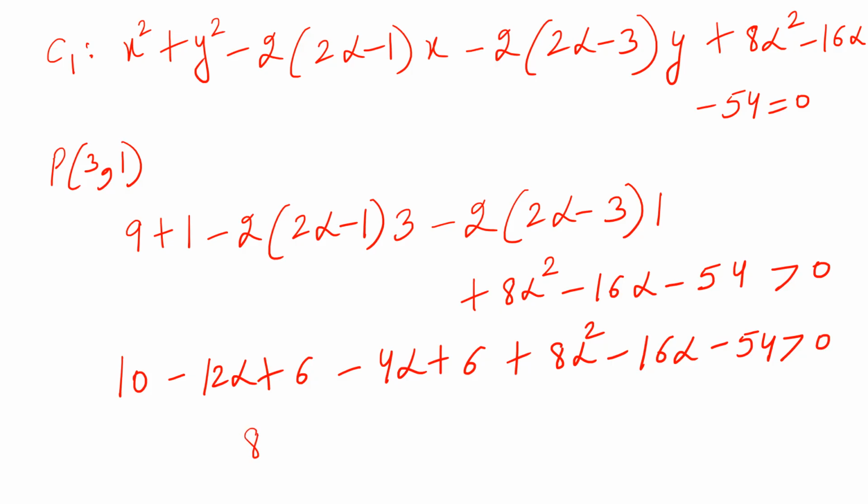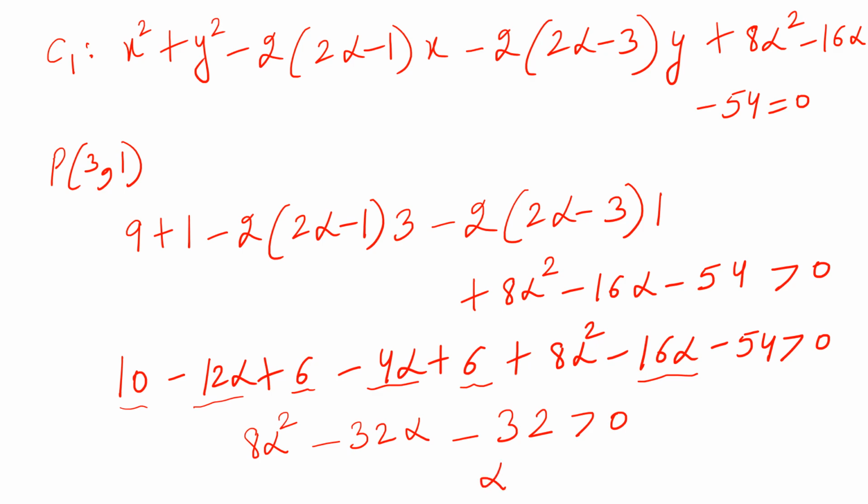Now it further becomes 8 alpha square minus 32 alpha plus 22 minus 54. So this becomes minus 32 greater than 0. Just divide this equation throughout by 8. You will get alpha square minus 4 alpha minus 4 greater than 0. Now students, we will factorize the term on the left hand side of this inequation and use the wavy curve method to get the range for alpha.